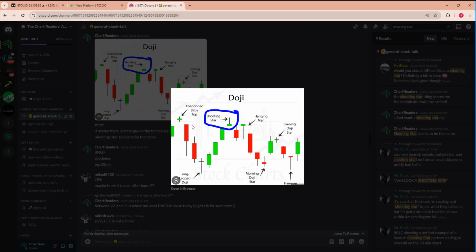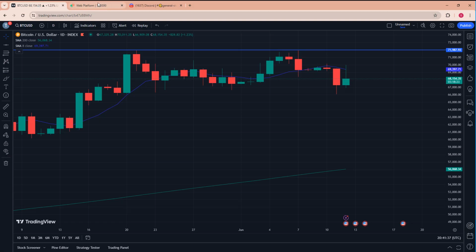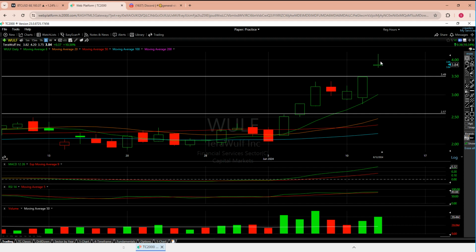Maybe you can also call it an abandoned baby top. I have no idea. Nonetheless, I'm going to call it a shooting star. That kind of scares me, on top of the fact that we're at an 80 RSI. So this was beautiful. This made the run from this channel to that channel. That's a beautiful trade. That's what technical analysis, that's what swing trading is, right? So big ups on the WULF chart.